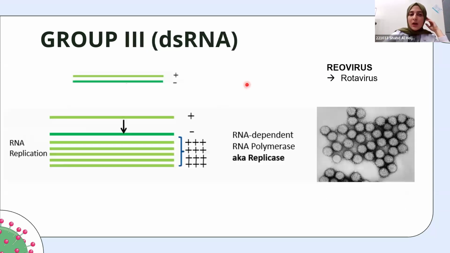Okay? Group 3, double-stranded RNA. So here we have the RNA strands. We have positive and negative strand. Positive strand can be used to make the proteins, normal. And the important protein we need here is RNA-dependent RNA polymerase. So this should be supplied by the virus because the host cell does not usually make RNA from RNA. And this is called the replicase enzyme. We're using the positive strand to make negative strand, making more positive strands.